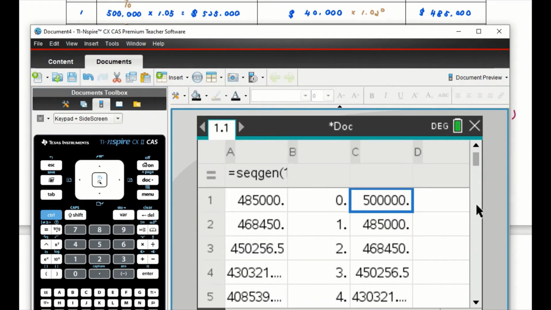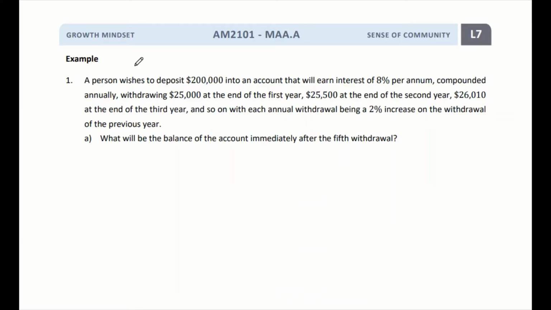Then after that, we move on to the second part for PPY and CPY. Alright, example. A person wishes to deposit 200,000 into an account that will earn interest of 8% per annum compounded annually, withdrawing 25,000 at the end of the first year, 25,500 at the end of the second year, then continue on. So each annual withdrawal is a 2% increase on the withdrawal of the previous year. So what is the balance of the account immediately after the fifth withdrawal?